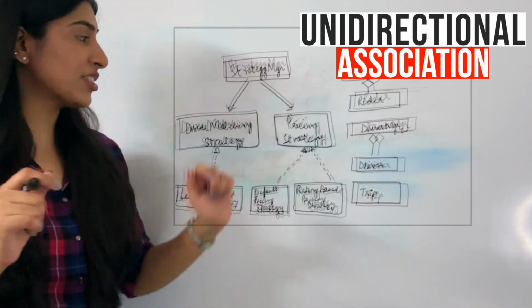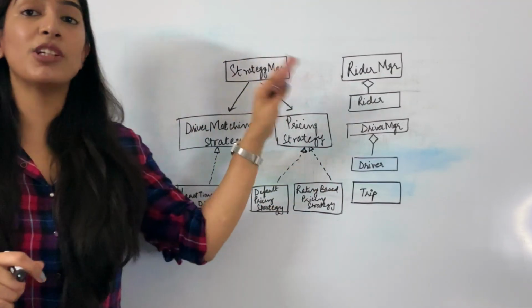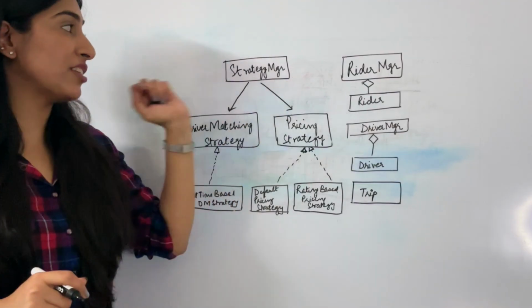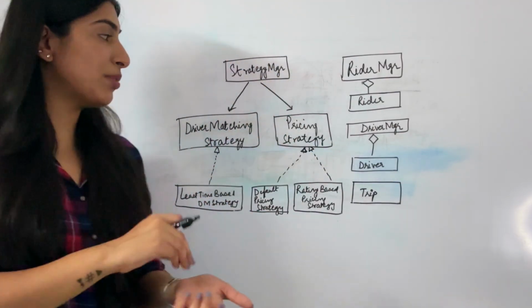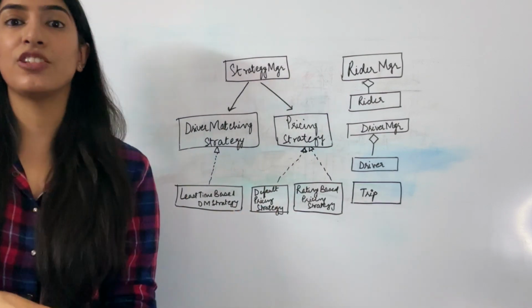This is association and it is unidirectional association. Why is this unidirectional? Because obviously pricing strategy and driver matching strategy should not be able to access the strategy manager, but strategy manager should be able to access these strategies and tell that, okay, this is the strategy that you should be using right now.